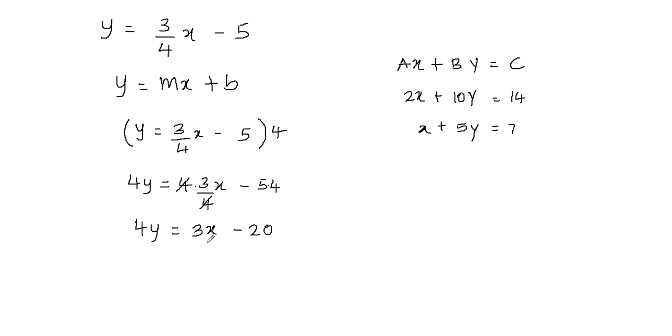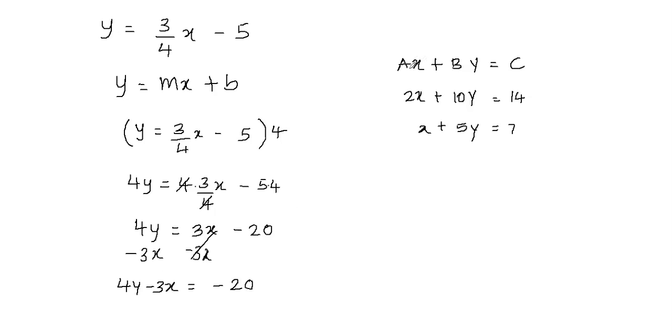To eliminate it, what can I do to make this 0? Well, this is 3x. I can subtract 3x to make this 0. So I'm going to subtract 3x from both sides of my equation. So this will be 4y minus 3x on the left-hand side. 4y minus 3x is equal to, and then 3x and 3x is going to cancel out each other. And then I just have negative 20 on the right-hand side.